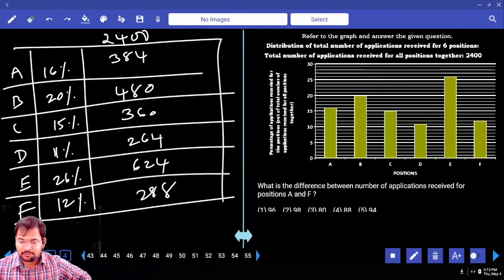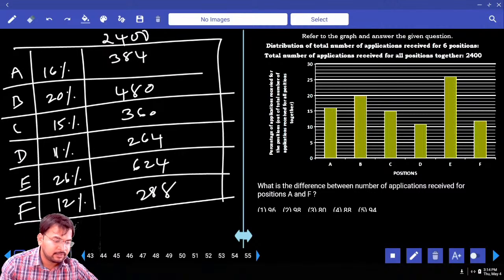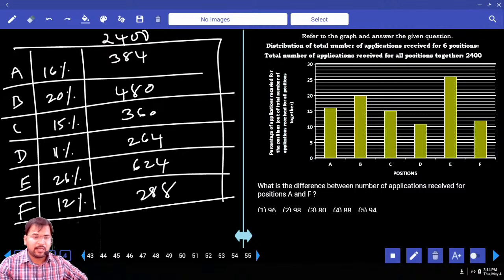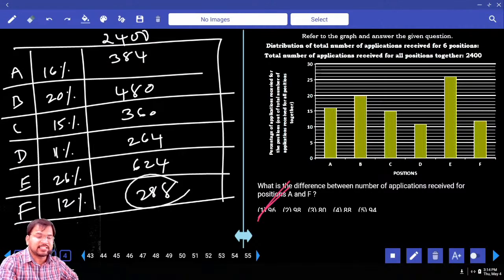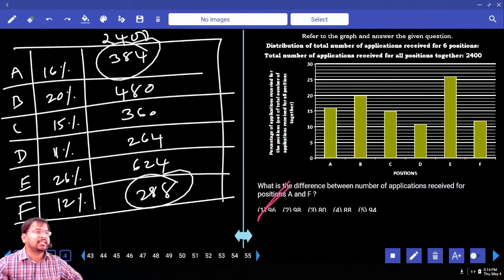Next question. What is the difference between the number of applicants received from A and F? A and F, okay? 12, 84, 96. For 300, this is 12 less, this is 84 more. 12 plus 84 is 96. Are you clear?